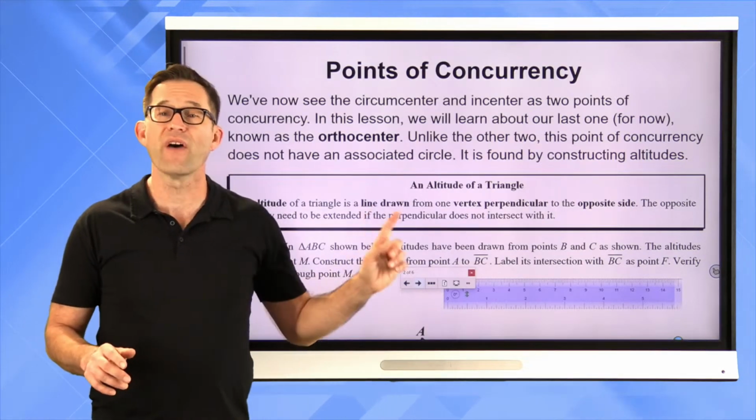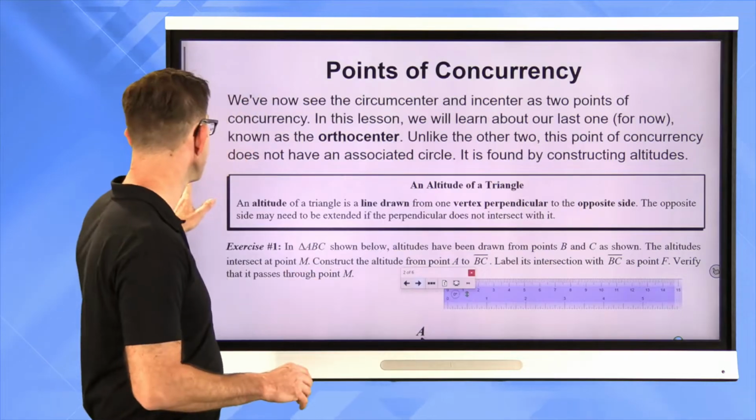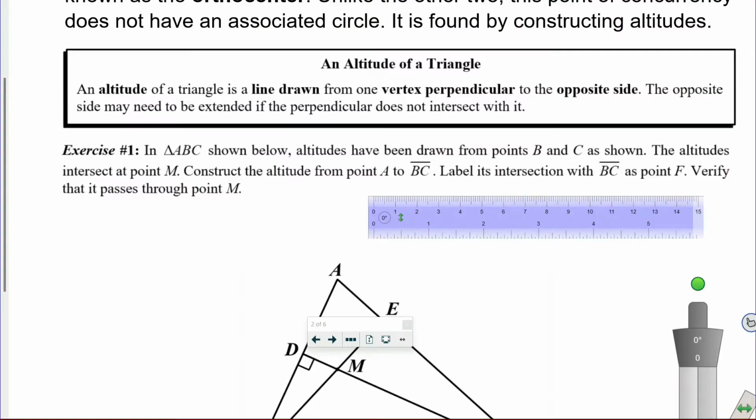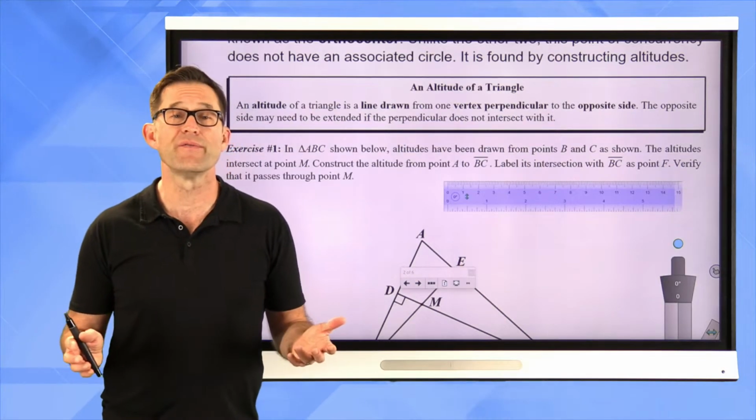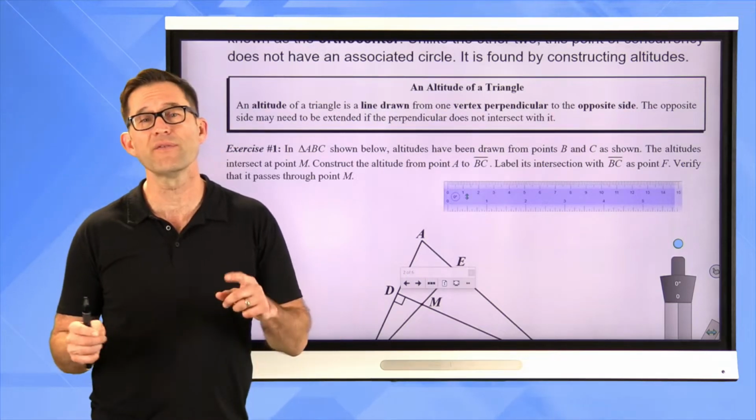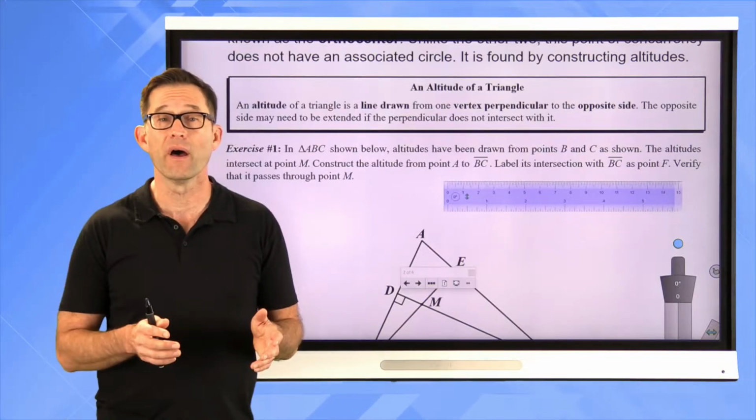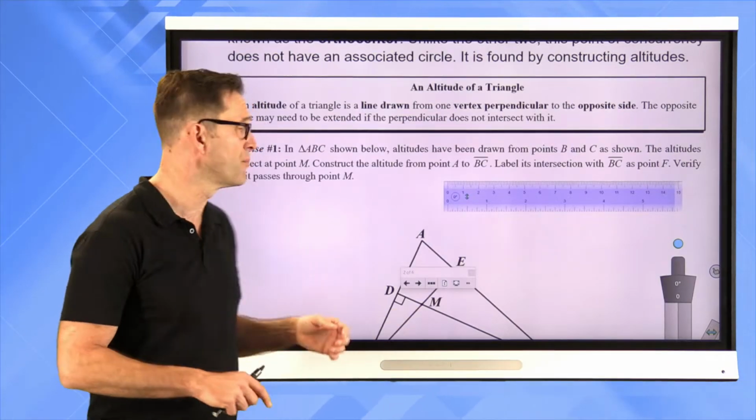Anyway, it's found by constructing altitudes. So before we move on, let's remember what an altitude is. An altitude of a triangle is a line drawn from one vertex perpendicular to the opposite side. The opposite side may need to be extended if the perpendicular does not intersect with it. Altitudes are very important for triangles because they're often used to help calculate the area of a triangle. And they're very simple.